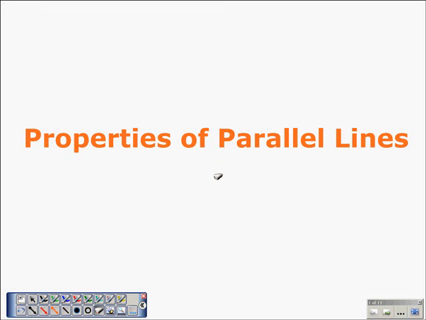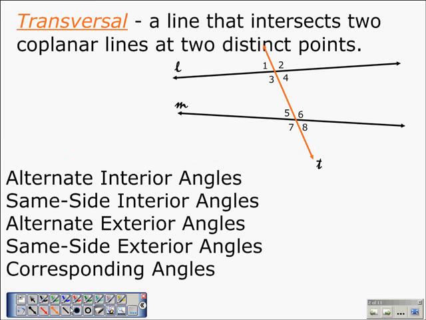Hey there, we're going to talk about the properties of parallel lines today. This is a traditional geometry topic. Before we get into the idea of parallel lines, we first must learn or identify these five types or five pairs of special angles when two lines are crossed by a transversal.